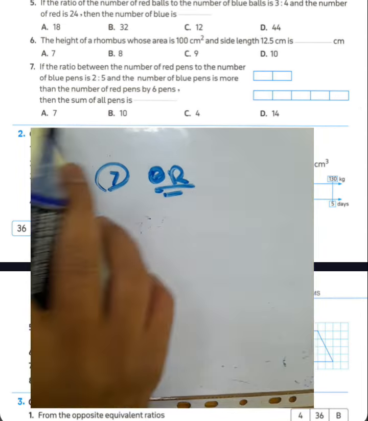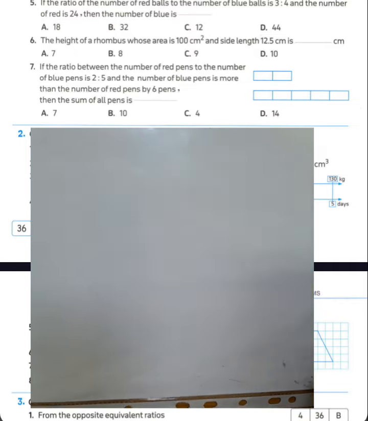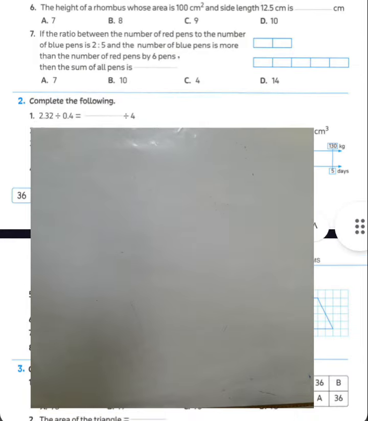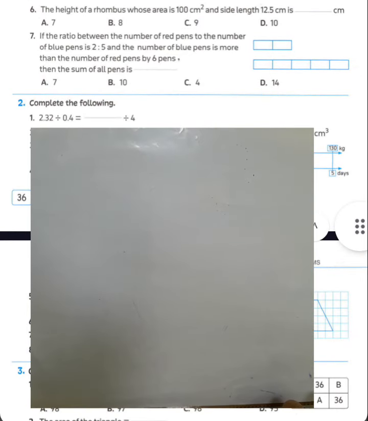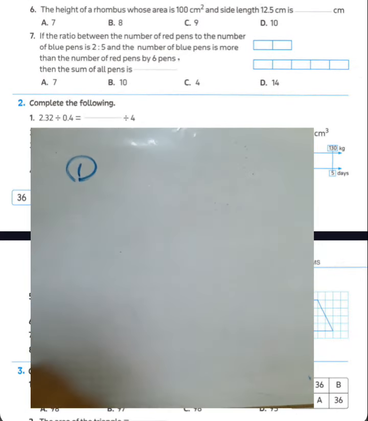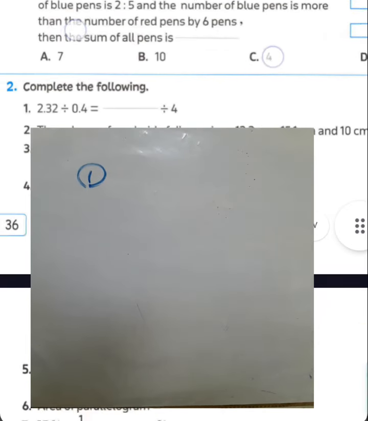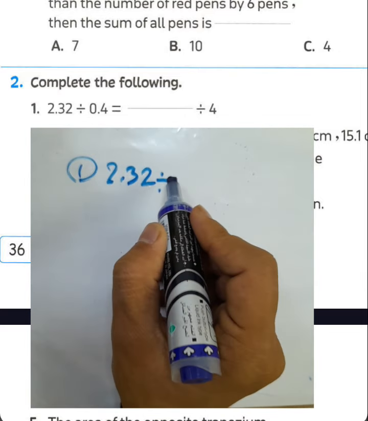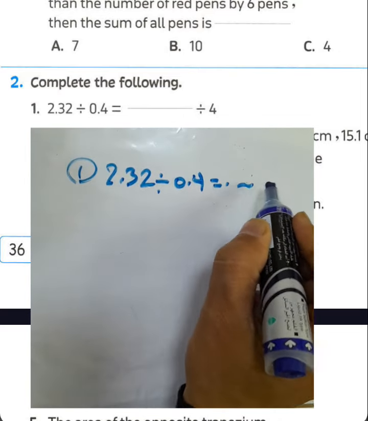Okay, next question, number 1. We have 2.32 divided by 0.4 equals space divided by 4.